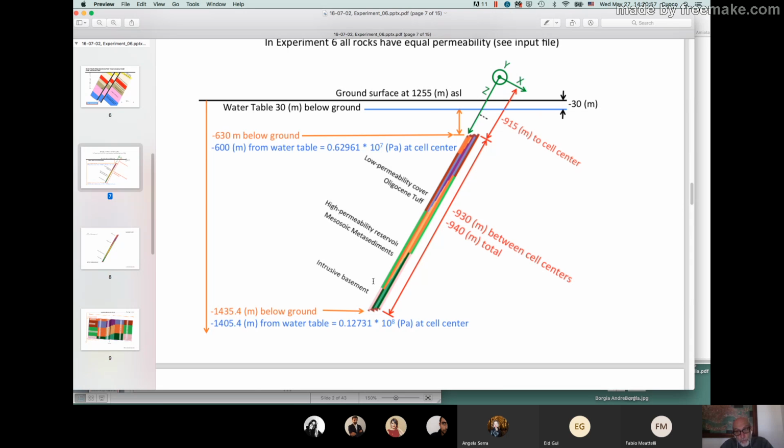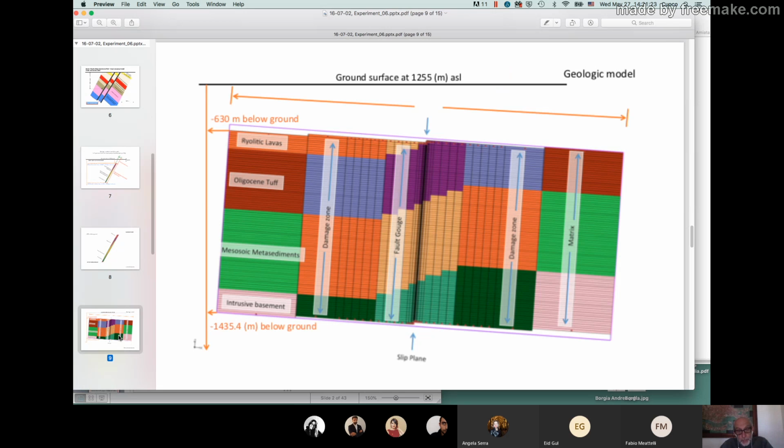So the full model is between minus 915 meters for an additional 940 meters. If I expand this model laterally in the x direction, this is what I get.